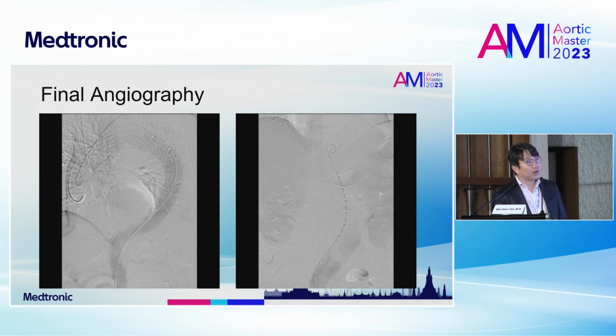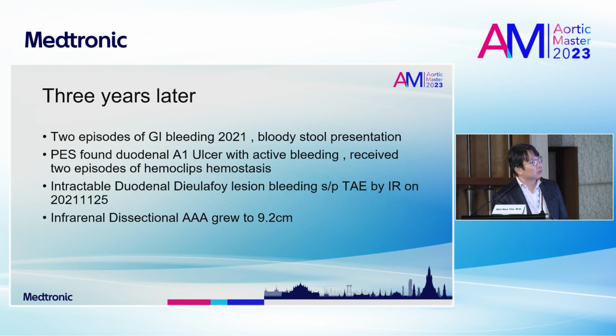So we are satisfied with the result. We did not go on, because standing too long in one procedure will cause the risk of paraplegia. So we left the patient. But 3 years later, the patient suffered from 2 episodes of GI bleeding, and they found that it's a duodenal ulcer.